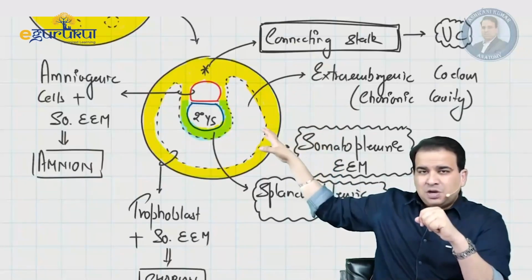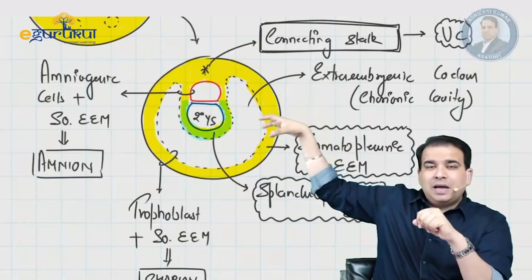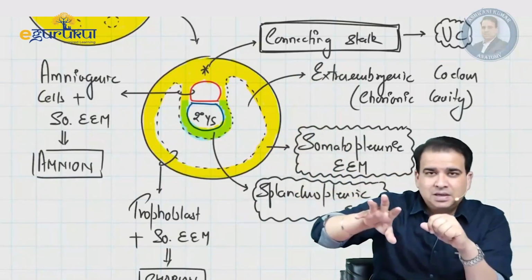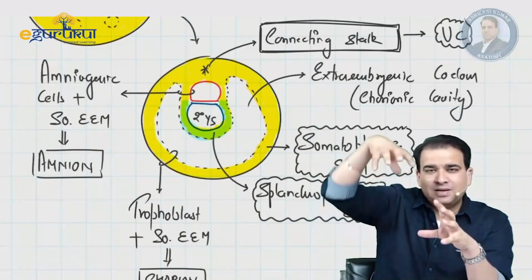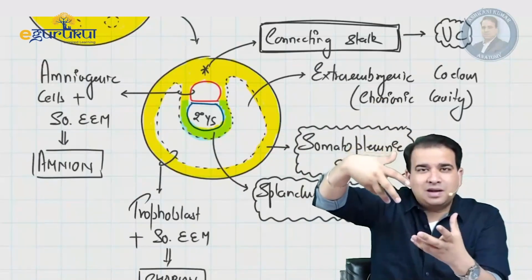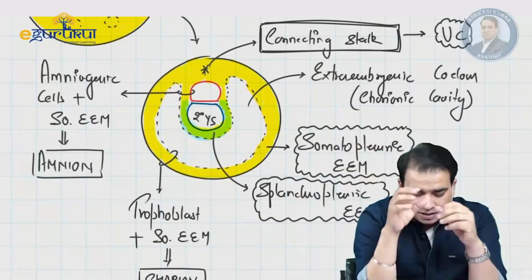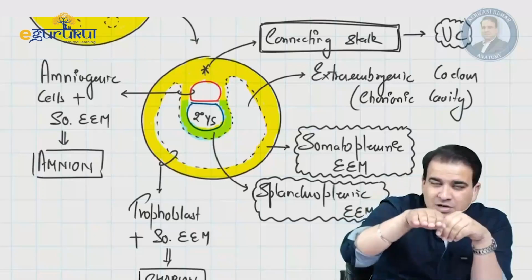But when you look at this picture, it looks like the connecting stalk is connected to the amniotic cavity, which is not the case. It is a two-dimensional view, guys. It's not that it is connected to the amniotic cavity. There's no point in connecting to the amniotic cavity. It is actually connected to that bilaminar germ disc.